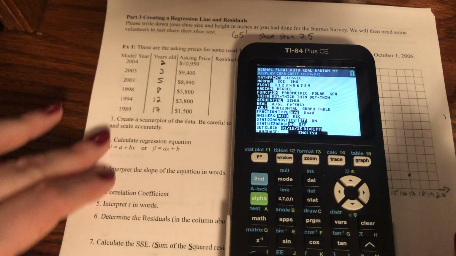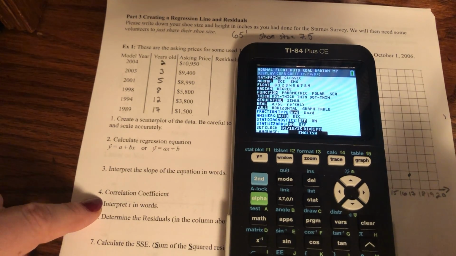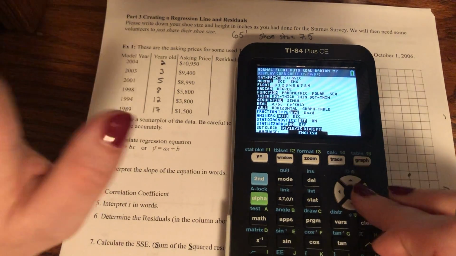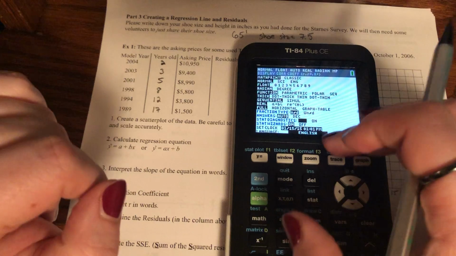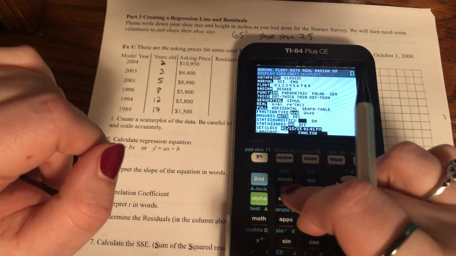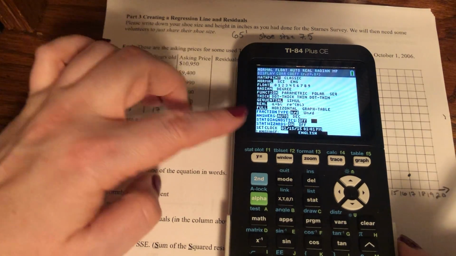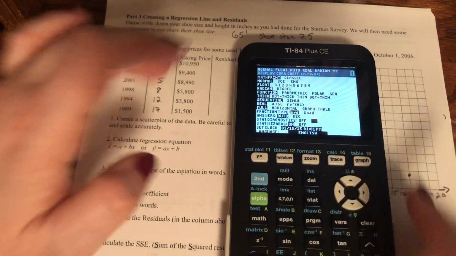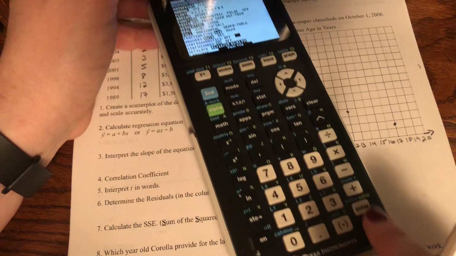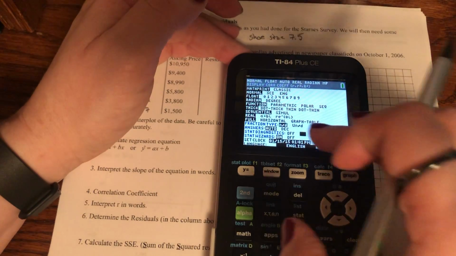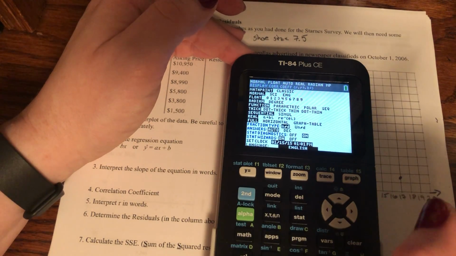In order to get all the information I need, because in question 4 it asks for the correlation coefficient, I have to turn on the stat diagnostics. All right, so mode is where you find this. Look for stat diagnostics, go over to on, hit enter. So what I did is I hit this enter button down here, and that's what allowed that black box to move from the off to the on.